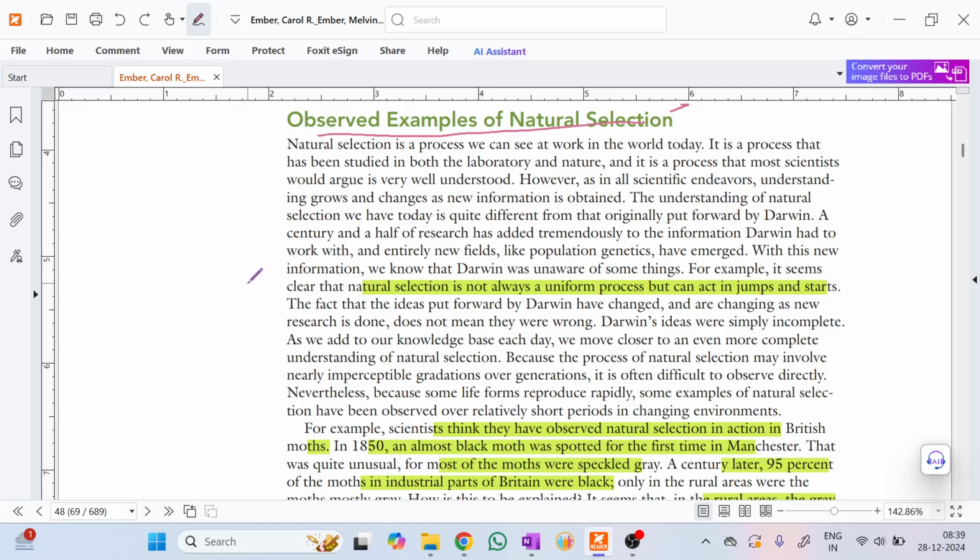Hello everyone. Let's proceed on to chapter two of Basics of Anthropology. The name of the chapter is Genetics and Evolution, and the book is Ember and Ember.